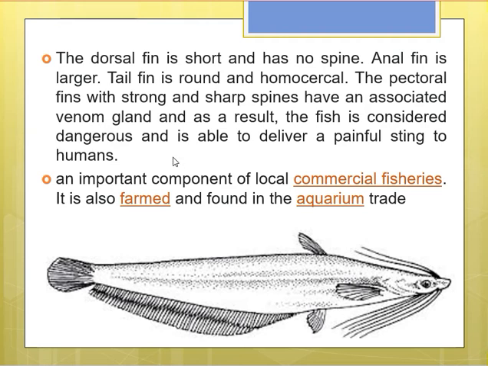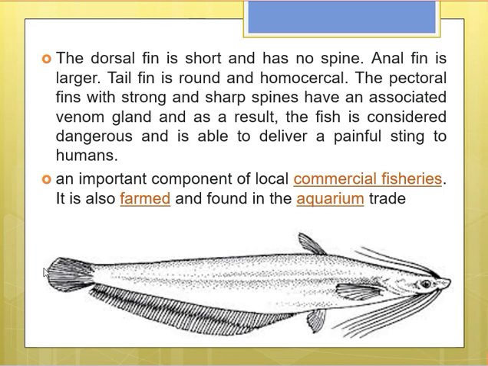Then coming to the fin system. You can see the dorsal fin, the caudal fin or tail fin, and the anal fin. These are unpaired median fins. And this is the pectoral fin and this is the pelvic fin. These two are paired fins, and they will be there on the other side also. The dorsal fin is short and devoid of any spine. The anal fin is larger. The largest of all fins is the anal fin.